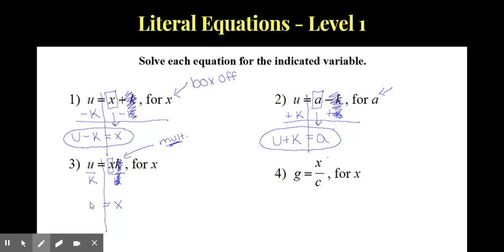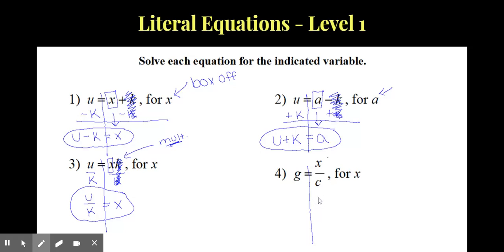On the left-hand side, I cannot divide u divided by k. I don't know what those numbers are. So I'm just going to leave it exactly how I say it. U divided by k. And that's the third equation, now solved for x. One more problem, and we're going to make it a you-try problem. So find the equal sign, draw the line. This problem says g equals x divided by c.